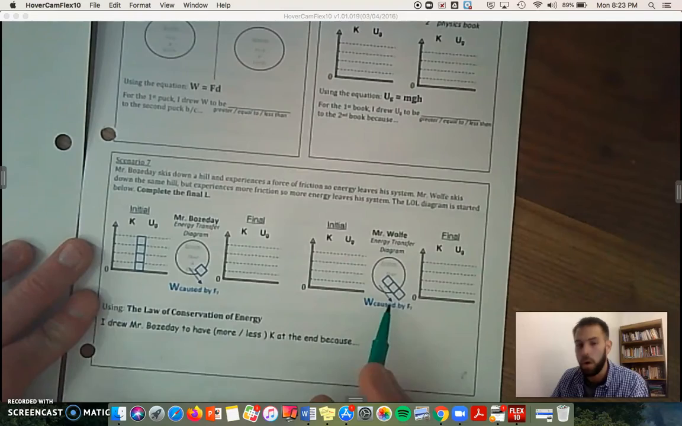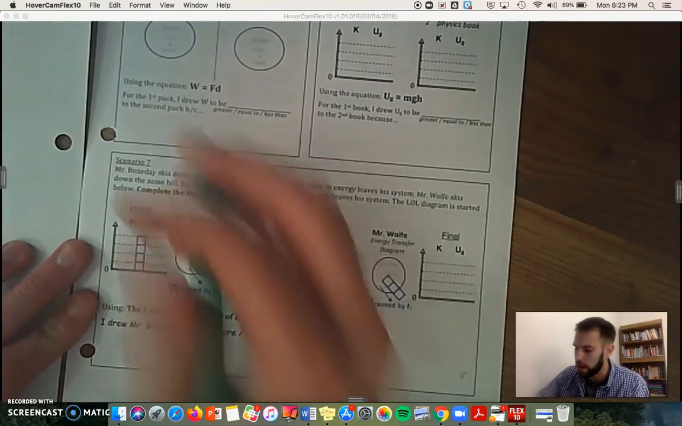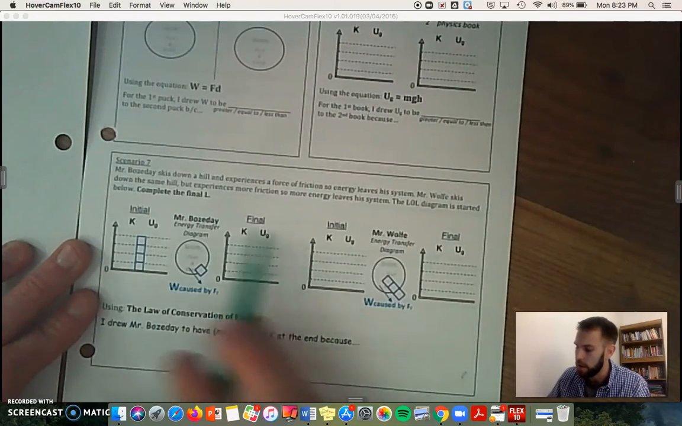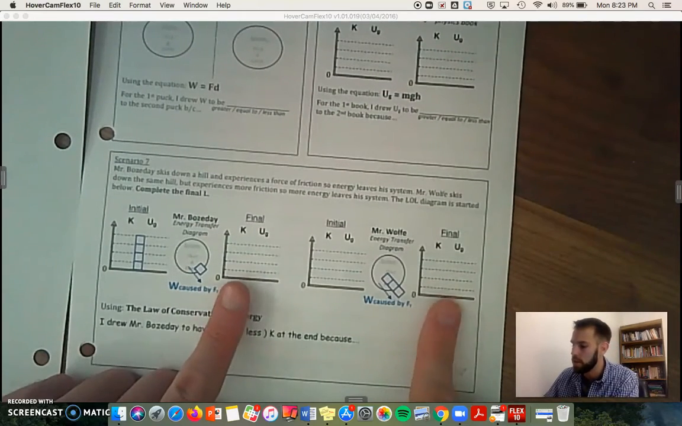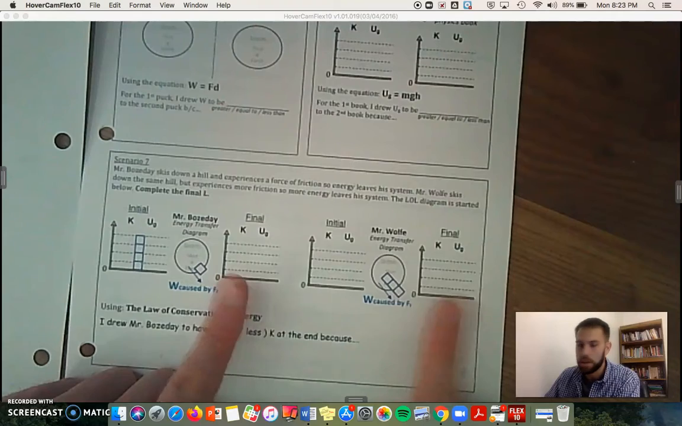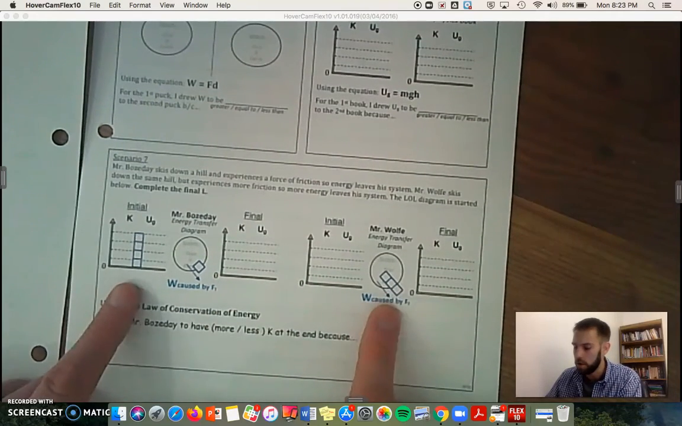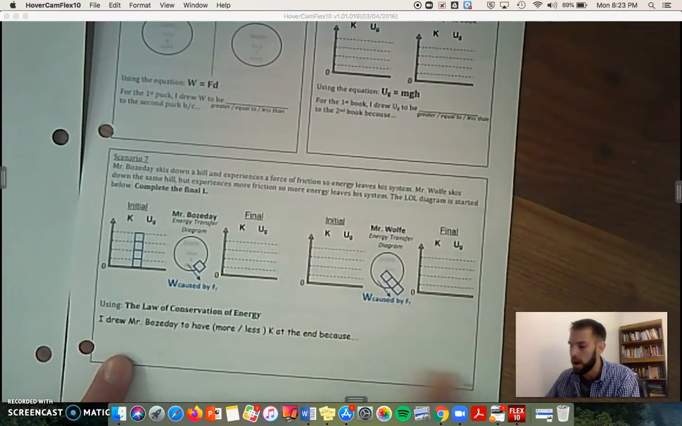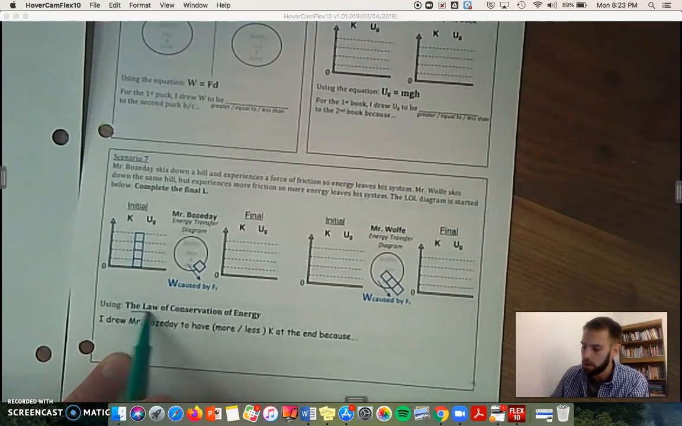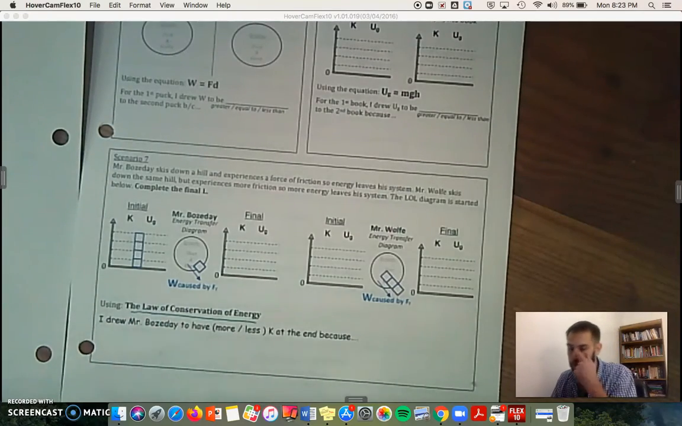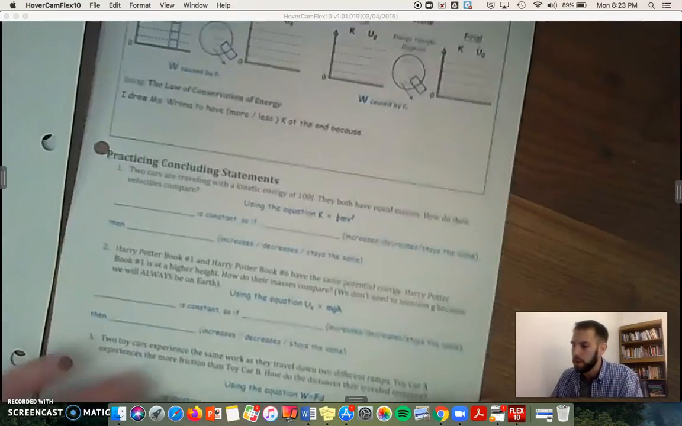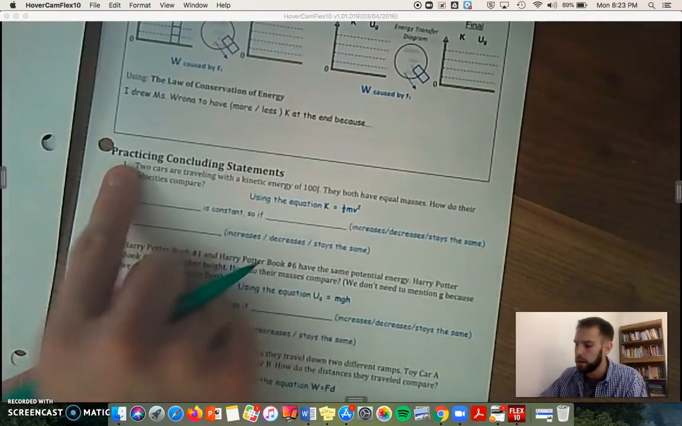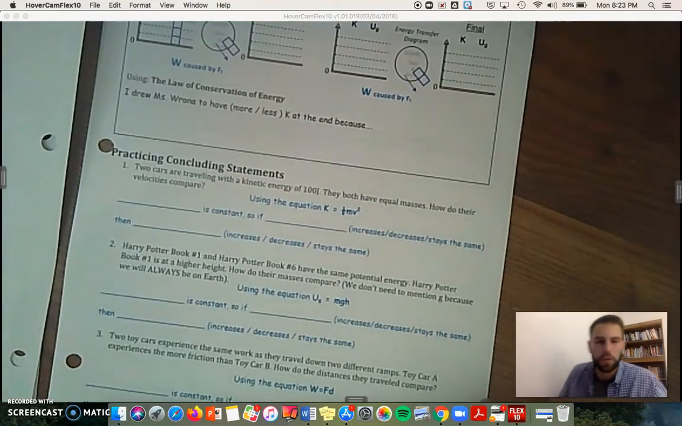these LOLs are almost completed, but you'll notice that this final L has not been completed. So you're going to see how you should draw these different LOLs based on what's already been drawn. And then again, explain why you drew it this way. Not really using an equation, but just using this general concept of the law of conservation of energy. All right. And then we're going to get on to this other section called practicing concluding statements.